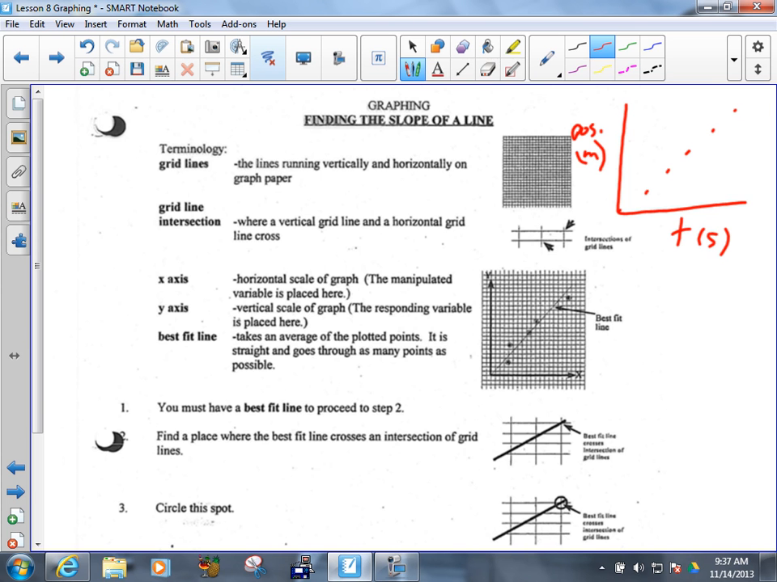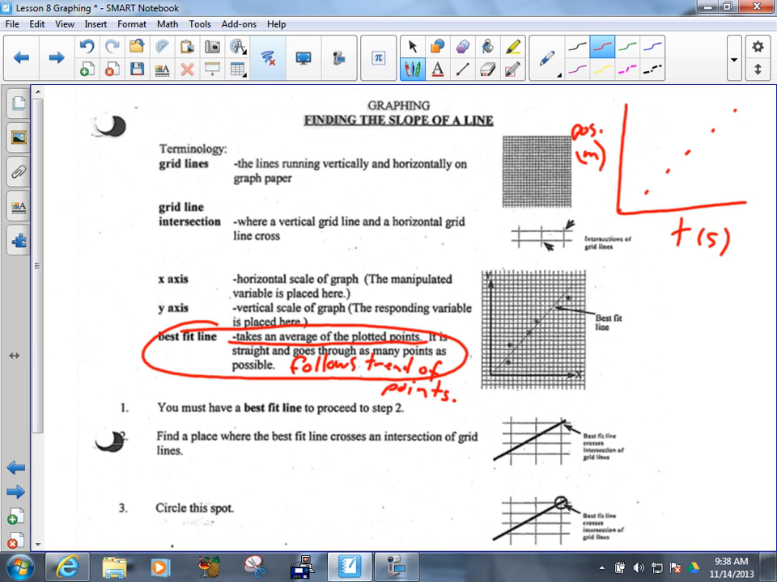Quick terminology: grid lines are the lines on the graph, in case you didn't know that. A grid line intersection is where the grid lines cross each other. The x-axis is the horizontal, and the y-axis is the vertical. The best fit line is an average of the plotted points. It follows the trend of your points, so we might want to write in there, follows trend of points. That's why it is sometimes referred to, in fact Excel refers to it, as a trend line, not as a best fit line.